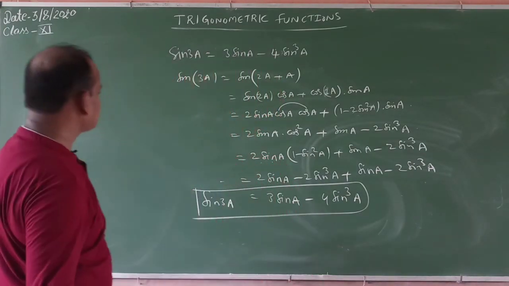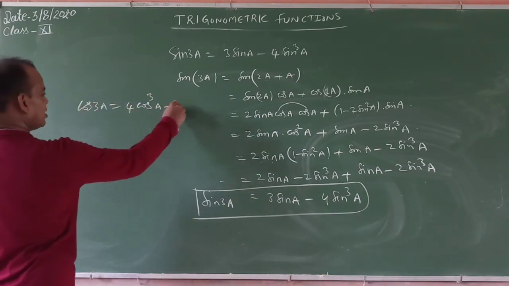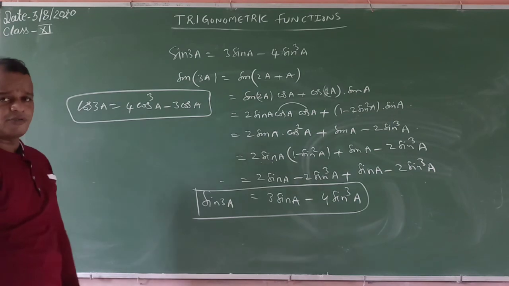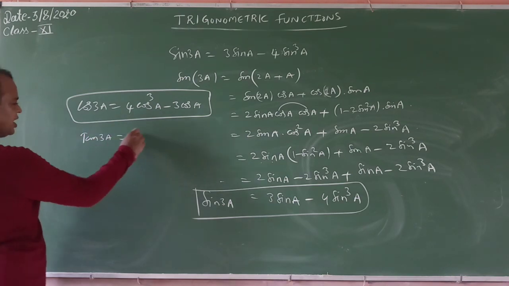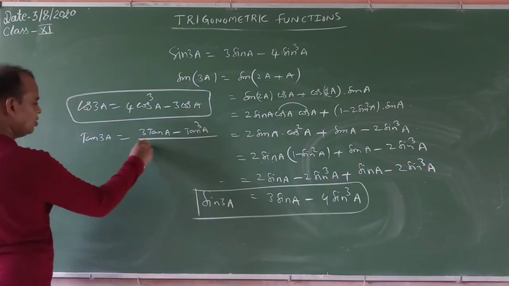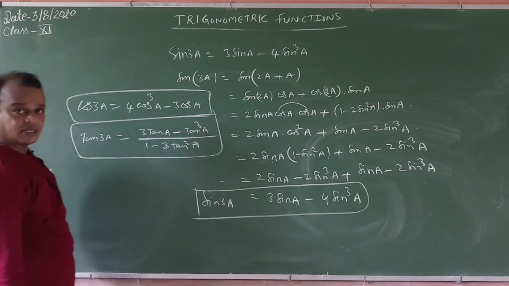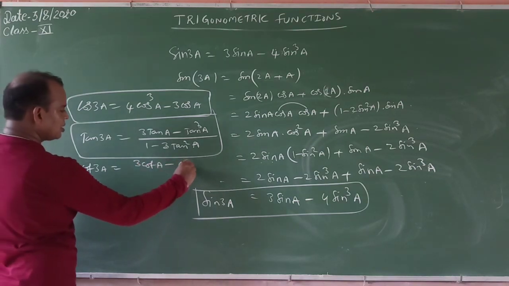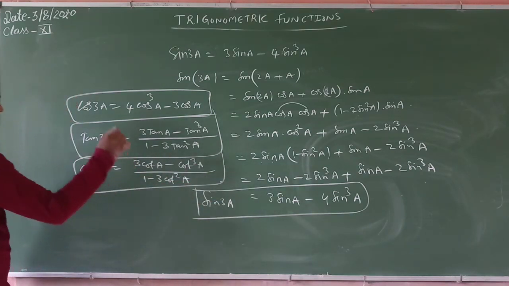Similarly, you have to prove the cos 3a formula. What is the formula of cos 3a? 4 cos cube a minus 3 cos a. Same, you have to prove in this way. Cos 3a formula: 4 cos cube a minus 3 cos a. Next tan 3a: 3 tan a minus tan cube a by 1 minus 3 tan square a. This is the formula for tan 3a. Next, cot 3a: 3 cot a minus cot cube a by 1 minus 3 cot square a. This is the formula for cot 3a.